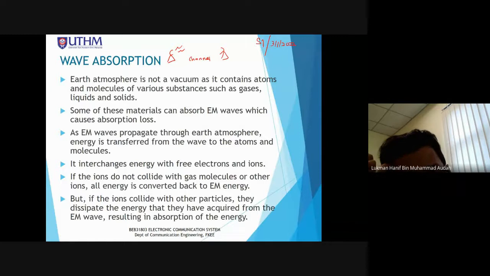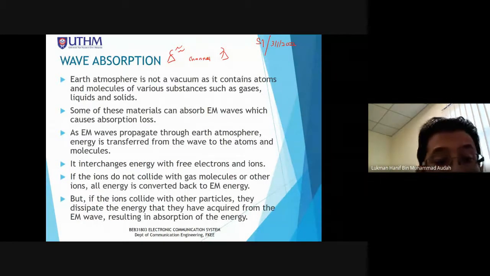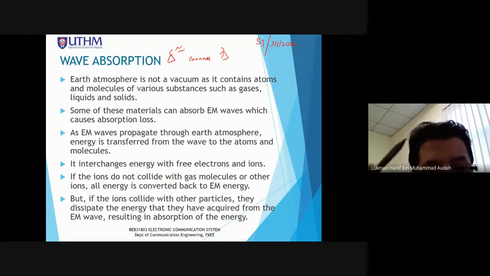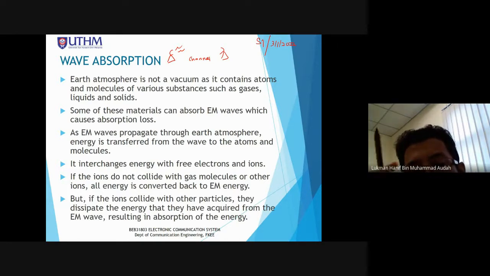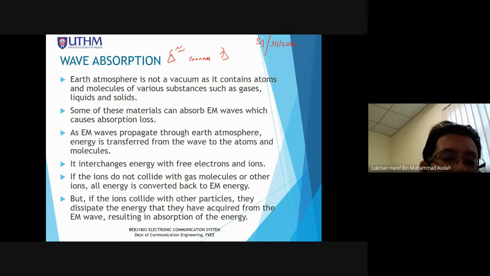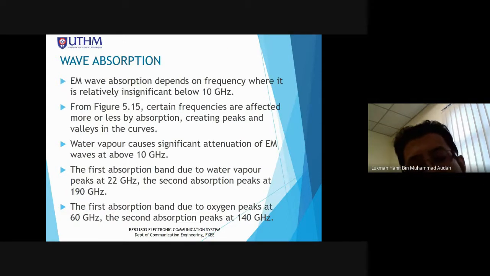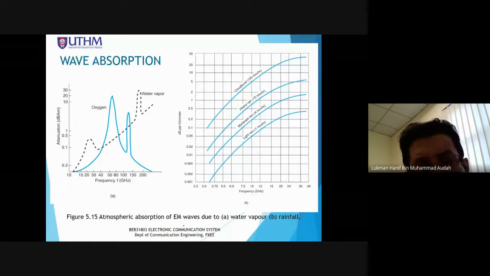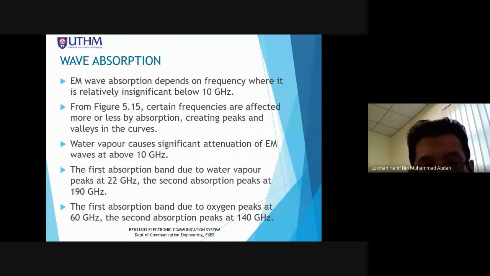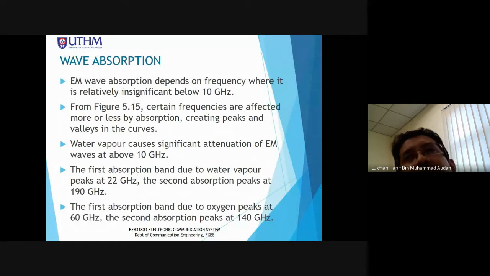Okay, so particles ini sebenarnya ada pelbagai. Di sini ada dinyatakan berkenaan dengan gas molekul, ions dan sebagainya. Okay, yang mana molekul-molekul ini ataupun partikel ini dia akan absorb the wave energy, mengakibatkan gelombang itu semakin melemah, attenuates. Okay, sampai kepada receiver dia jadi lemah. Okay, so antara wave absorption yang kita nak fokus di sini adalah berkenaan dengan rain attenuation. Okay, berkenaan dengan absorption due to the rain particle. Okay, due to the raindrops.